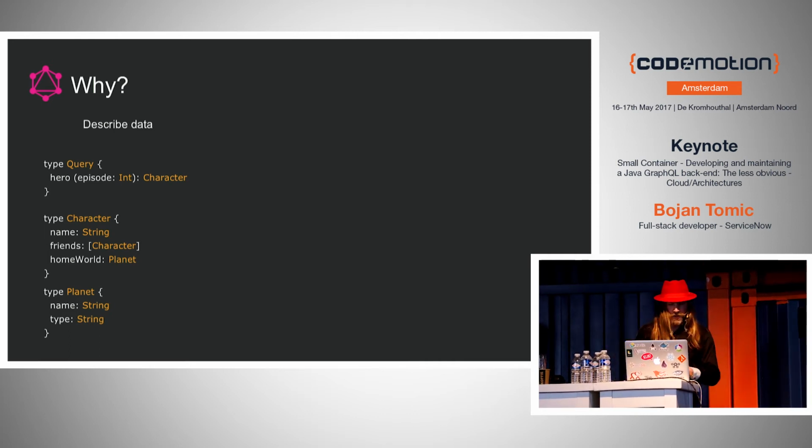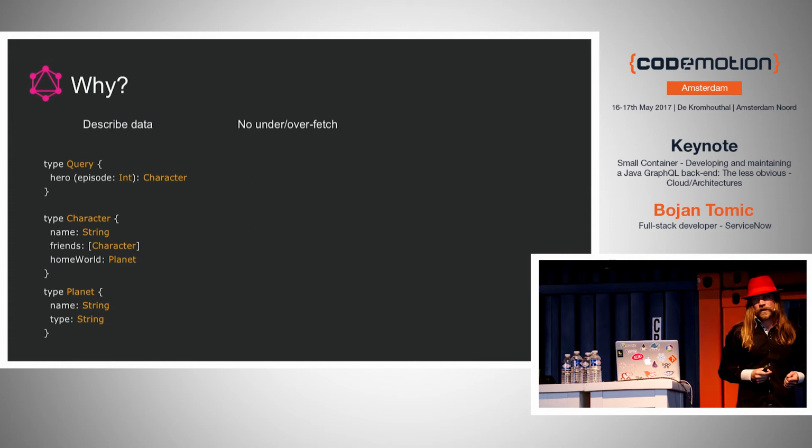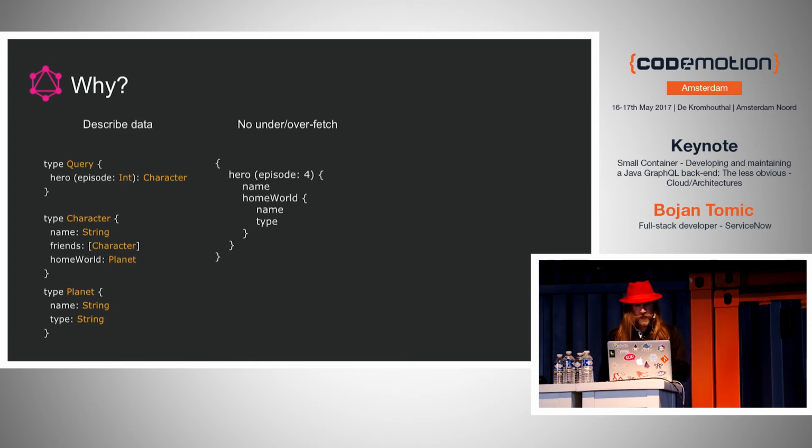The second thing that it gives us is a promise that the client will no longer have to ever underfetch or overfetch. The client will always be able to fetch only and exactly the data that it needs and nothing else. So for example, here we need the hero of episode 4, and we care about the name and the home world, and then name and type of that. We don't care about friends, for example, so we're not fetching that.